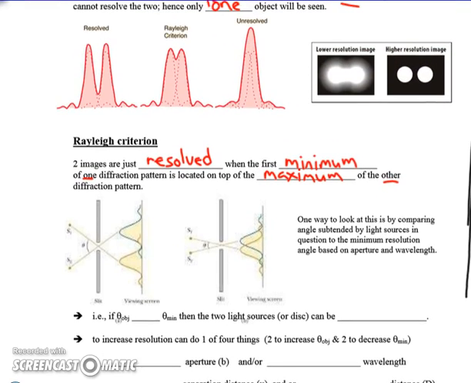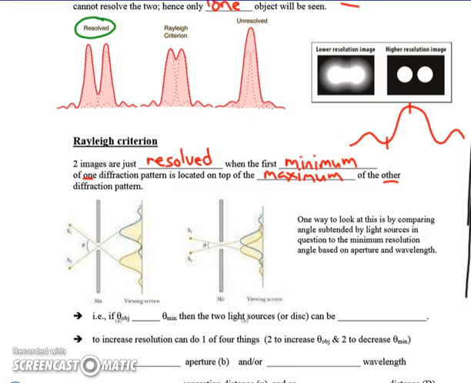If you recall from before, the diffraction pattern for a source of light passing through a single slit looks something like this. Here is the maximum, here is the first minimum. Now that's just for one light source. We're talking about two, so let's break this down a little bit more. Let's go up to these profiles. So here is the profile of two interference patterns that can be resolved.